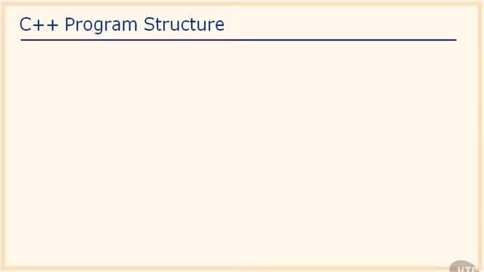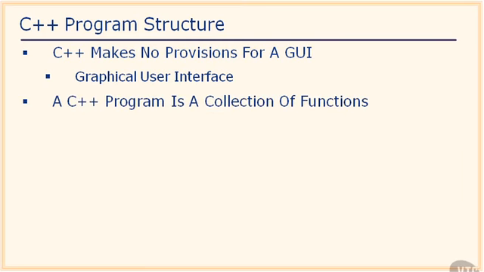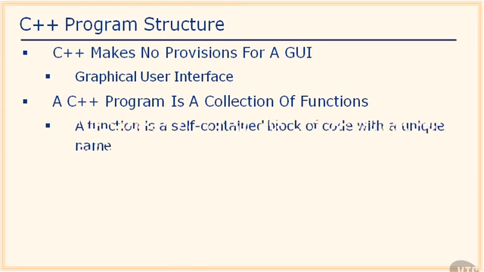Now let's talk about the structure of a C++ program, and here we're talking about pure native C++. Understand that when you're coding in native C++, there have been no provisions made for a GUI or, in English, a graphical user interface. All you get is pure code that's going to run and function in some command line type environment. Now a C++ program, when it's all said and done, is simply a collection of functions.